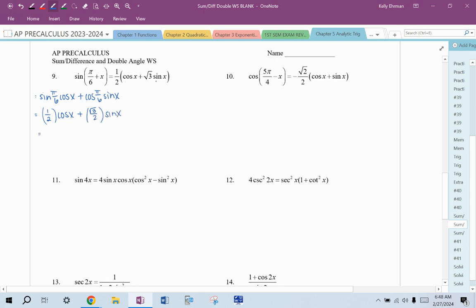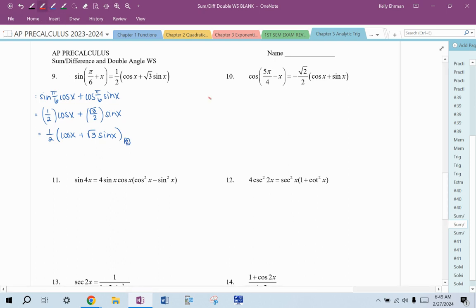And look at how the right side has been written. A 1/2 has been factored out, which we can do. That would leave us with cosine x. And if you factor 1/2 out of radical 3 over 2, which is the same as radical 3 times 1/2, you would just be left with the radical 3 times the sine x. So that was a short little proof.